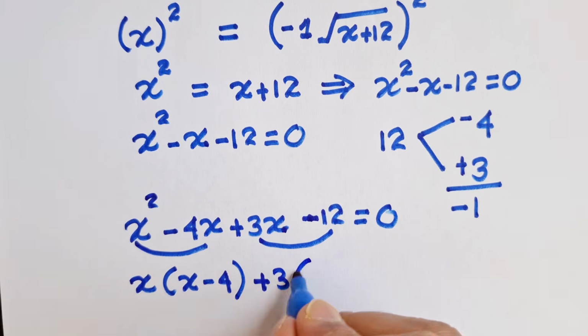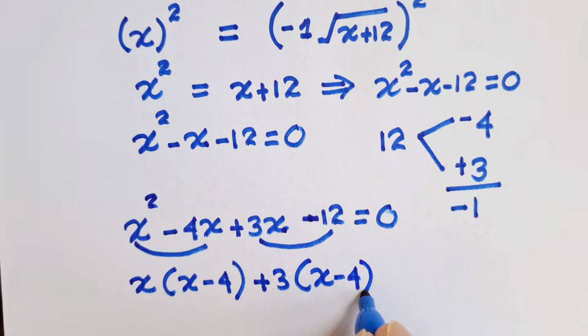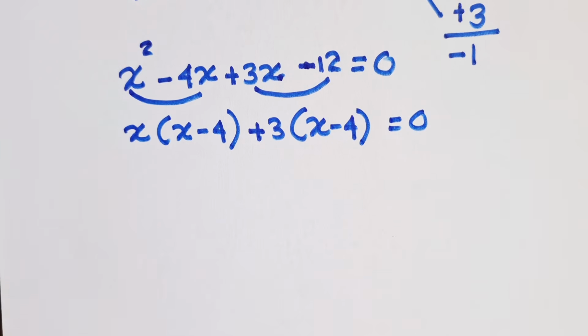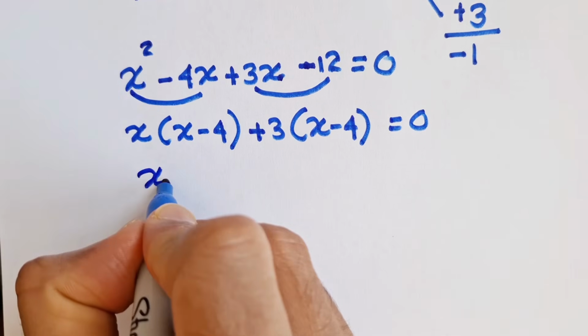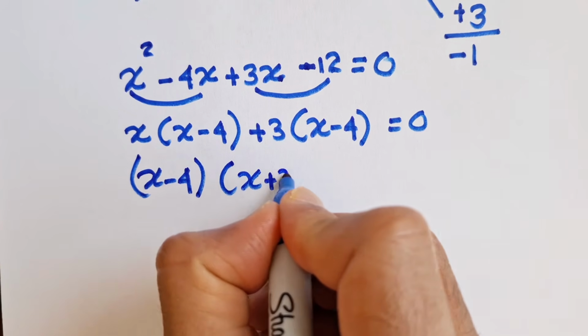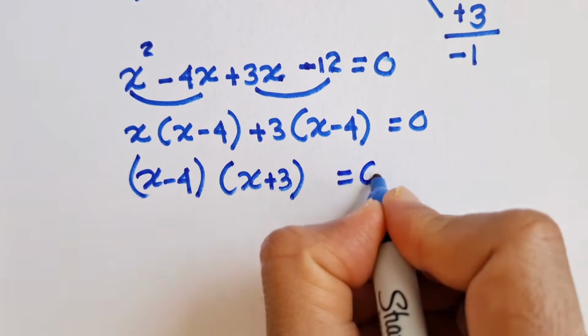Here plus 3 is the common factor. Inside the parentheses we have x minus 4 equal to 0. So now x minus 4 is a common factor. I can take out the x minus 4. So inside parentheses we have x plus 3, which is equal to 0.